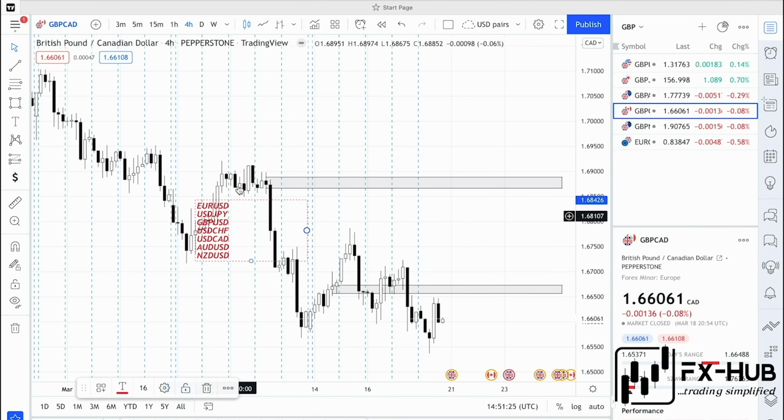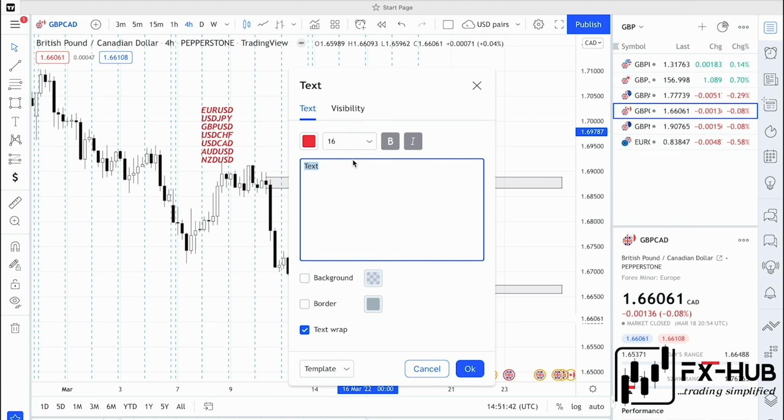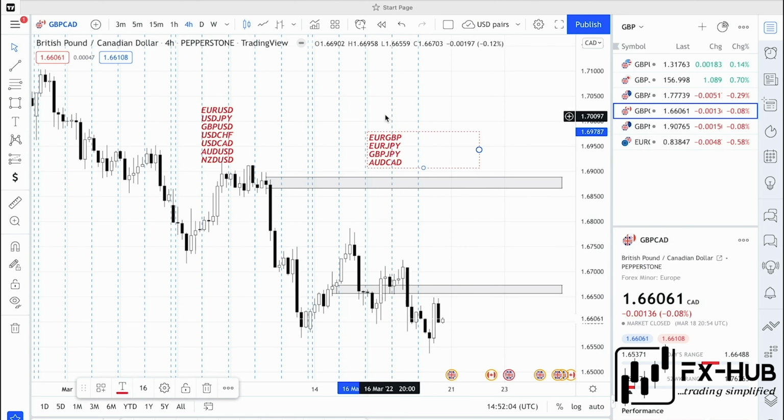So the rest, then, you will have what is known as the cross pairs. Now these are pairs that do not contain the US dollar as either the base or quoted currency. In the foreign exchange market, let me put up some other pairs here. When you see something like Euro GBP, Euro JPY, GBP JPY, and you have something like AUD CAD. So these are not the only ones, but they are the first ones.